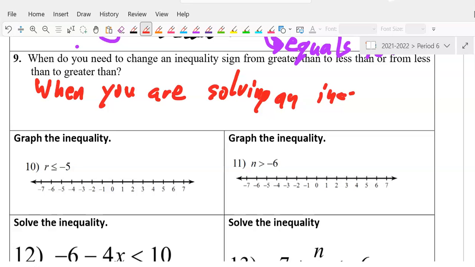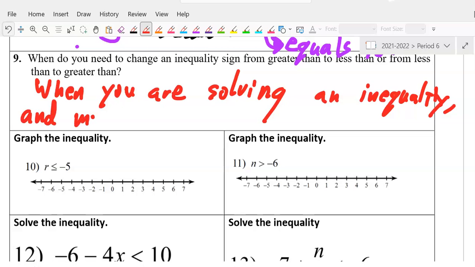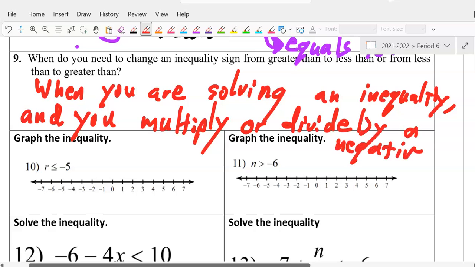Oh man, my writing's a little sloppy. Trying to get this done. Okay, solving an inequality, right? And you do what, everybody? Multiply or divide by a negative number. Okay, you're done. Okay, there we go. Let's give him a hand. Cheeseburger. Some of you are writing.